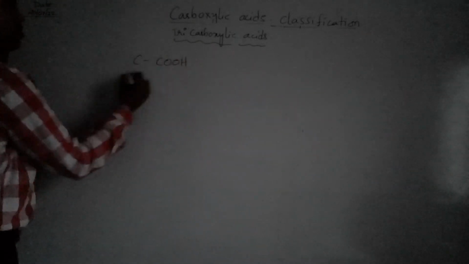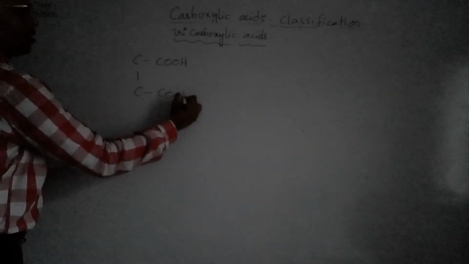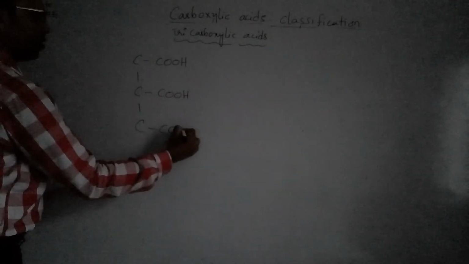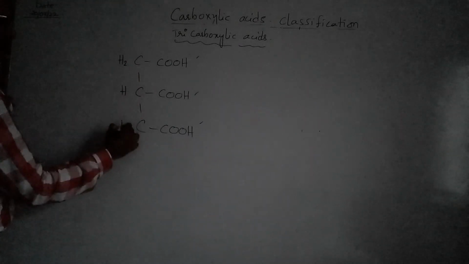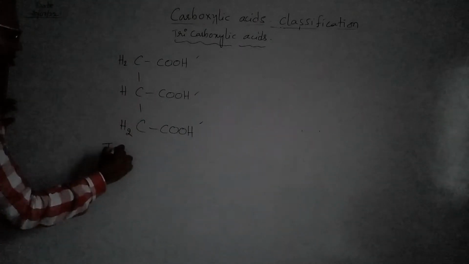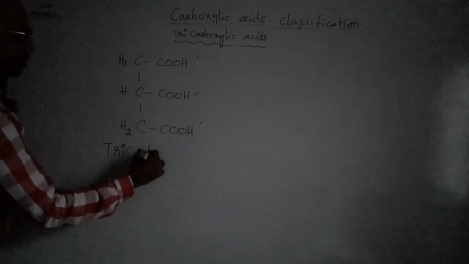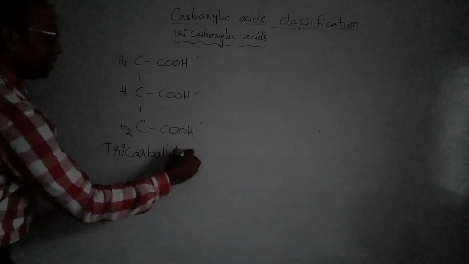The last classification, that is tricarboxylic acids. We can discuss only 2 important tricarboxylic acids. First one, draw the structure like this. We have 3 COOH groups connected to the carbon. Now here CH2, H and CH2. This is called a tricarboxylic acid.